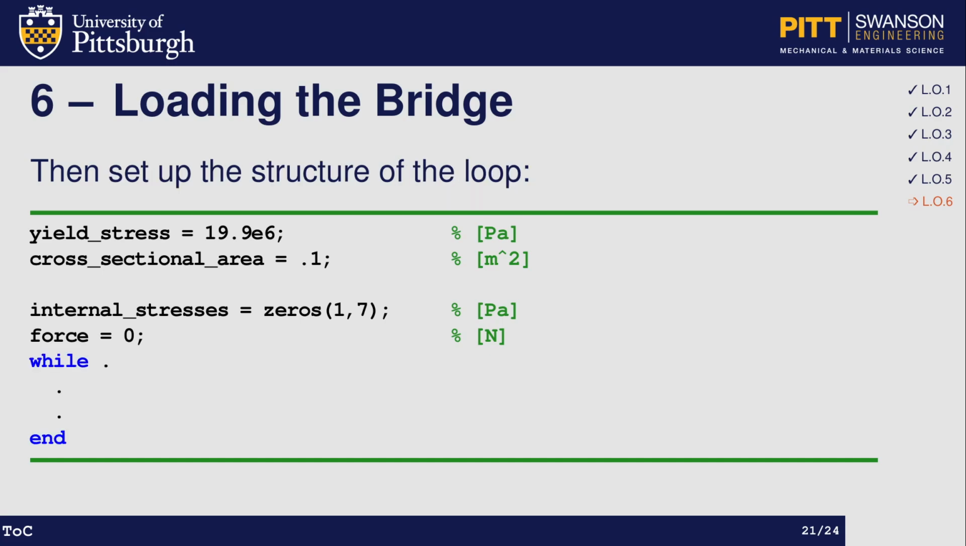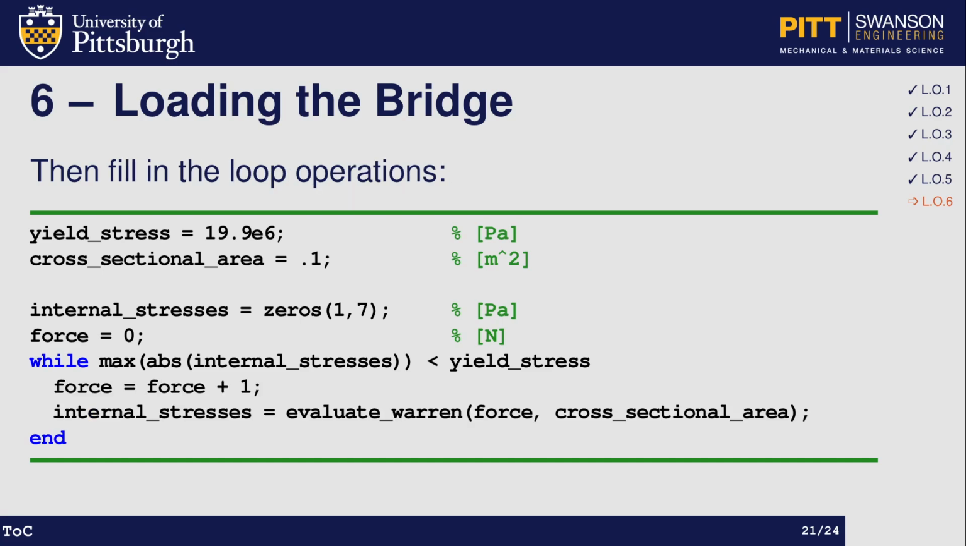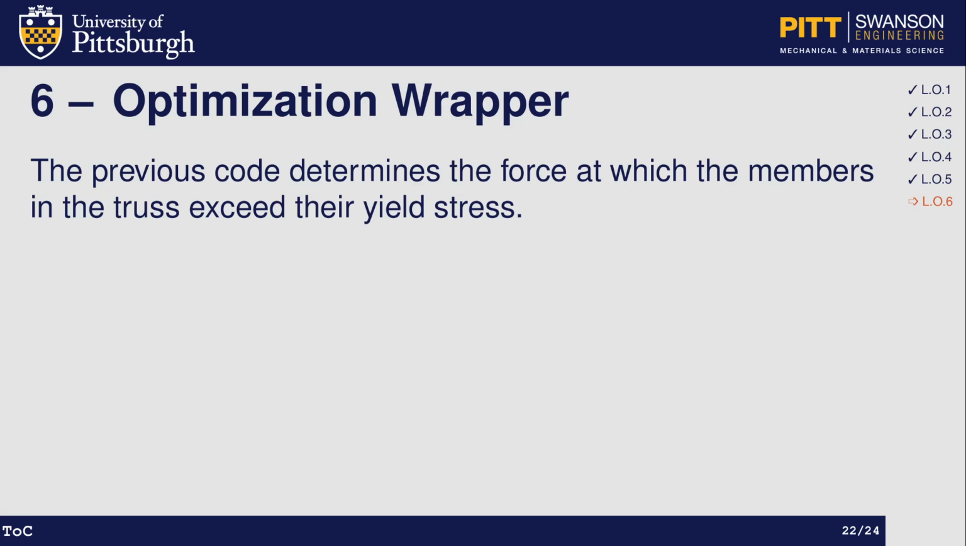Then we set up the structure of the while loop with the condition that the maximum value of the internal stresses should be less than the yield stress. This check allows the force to be increased until one or more members exceeds that limit. Then we can actually fill in the loop operations by first incrementing the force value and then calling our black box function that evaluates the bridge and returns the internal stresses of each member. So this code block would determine the force at which the truss exceeds its yield stress.